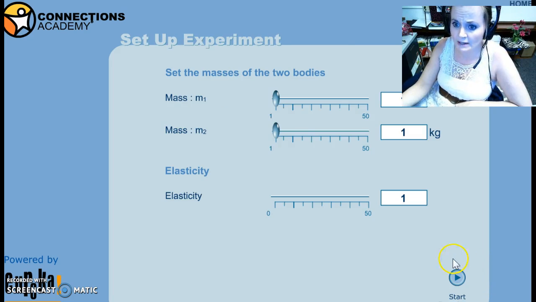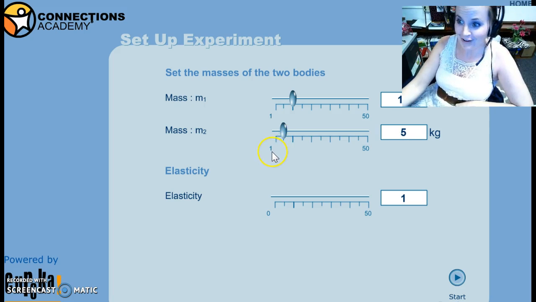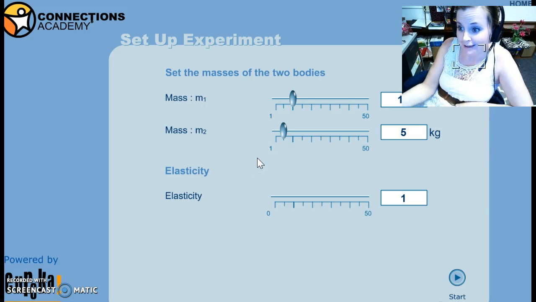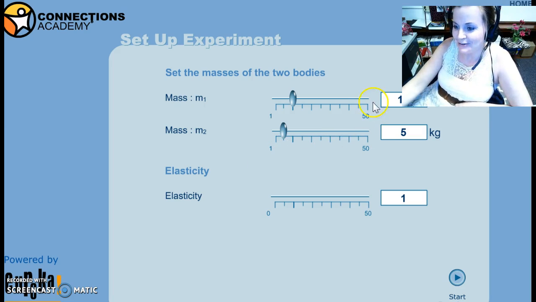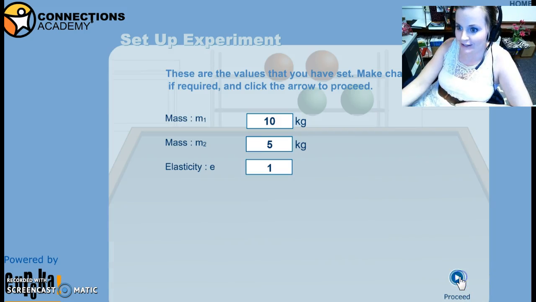You can choose whatever mass you want for object 1 and object 2. So I'm going to start with 10. There we go. 10 kilograms for object 1, and I finally got 5. Sorry, this is like my 4th time trying this, and this is take 4 on the video, but I finally got 5. Okay, that's exciting. So 10 and 5, easy numbers to work with. And then we're going to go ahead and start this.